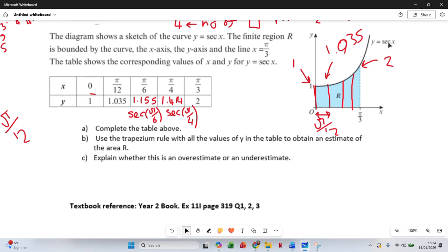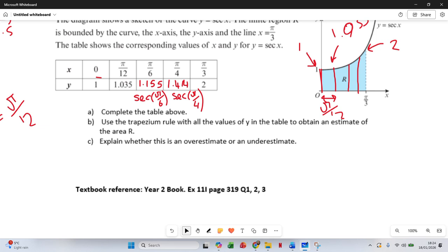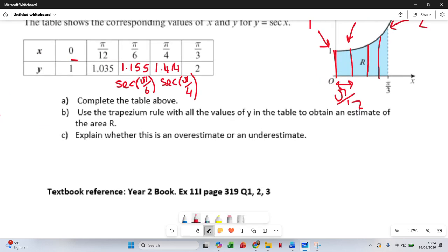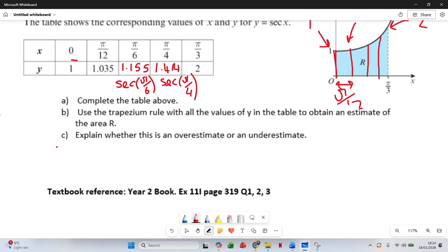So now we use the trapezium rule to obtain an estimate of the area. So for part b of that question, we're just using our formula from before. And to be honest, when you understand it, you don't even really need the formula. But obviously it will be in your formula booklet if you need it. So it's the height divided by 2. So it's pi over 12 divided by 2, which would be pi over 24. But you can do a half times pi over 12, it doesn't really matter.